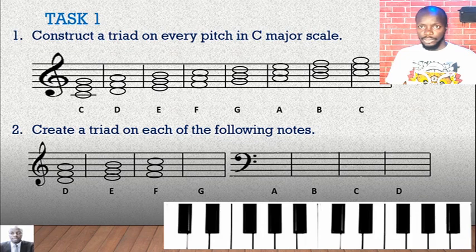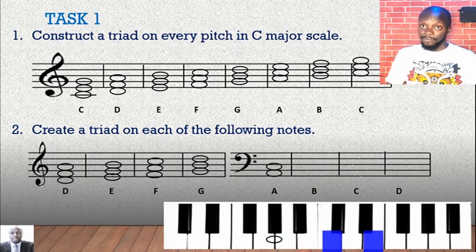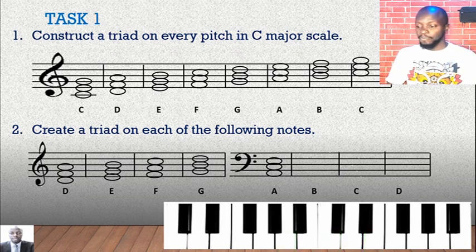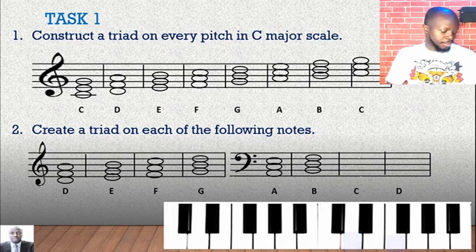So now let's go to the next one. It says build a triad on G. So it will be G, B, and D. G being the root, the base, is the foundation of the triad. Okay, now let's go to the next one. Build a triad on A. So A is the root, and C is the third, and E is the fifth. So that you have A, C, E, right? So that's our triad on A. Right, now let's go to the next one. It says build a triad on B, right? So B is the root, D is the third, and F is the fifth. So they have B, D, F, right?